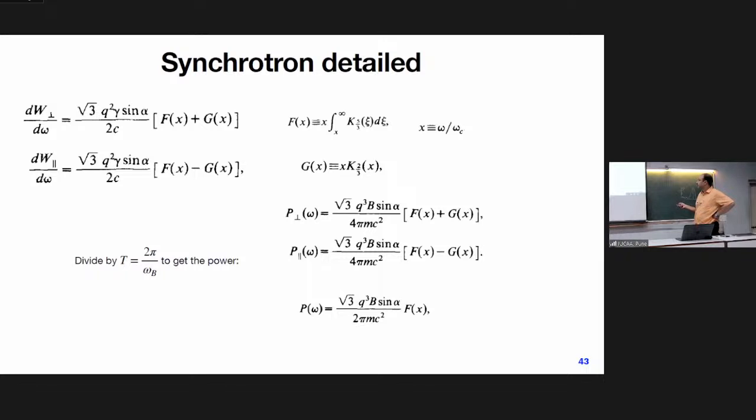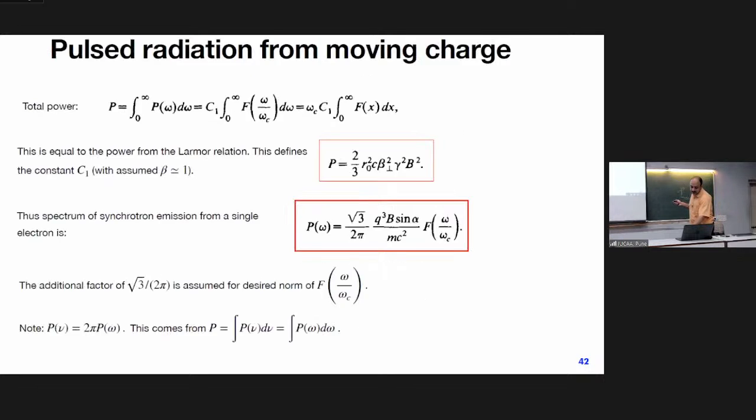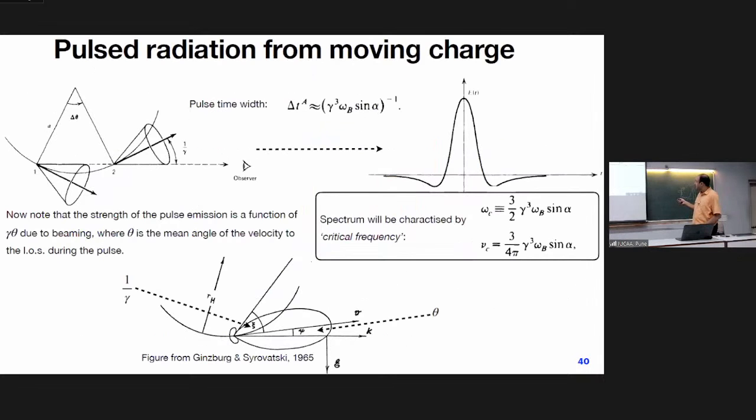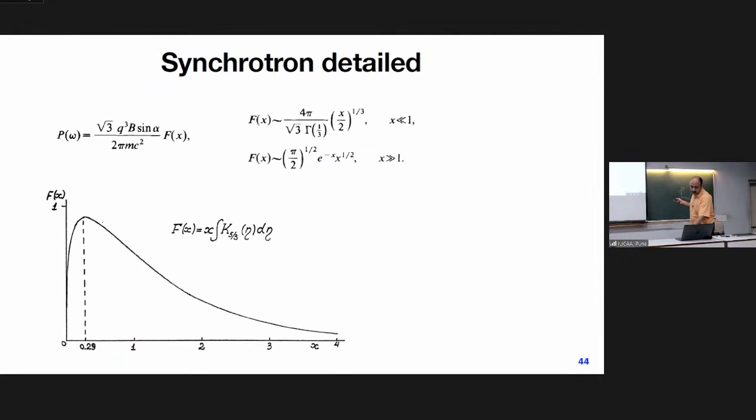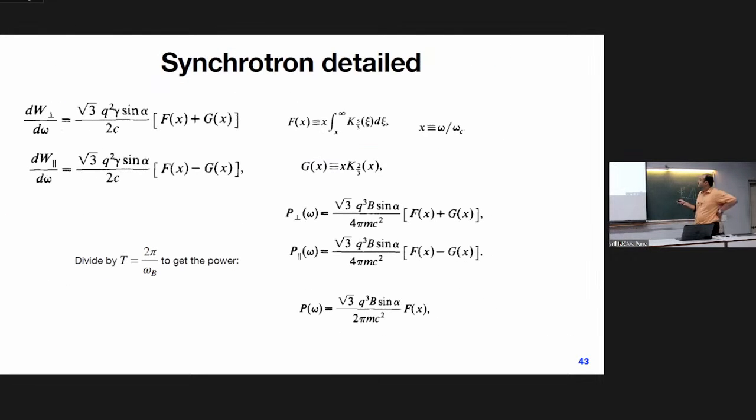The total power of the synchrotron looks like this, where x is the frequency divided by the critical frequency. Now, you must have seen that I was writing this term here, which is related to the pulse width time. The pulse width time is gamma cubed omega_B sine alpha. I added a 3/2 here because, as you see, when I write the full expressions, this x is related to omega_c. So the 3/2 was anticipating what I would get when I write the full expressions here.